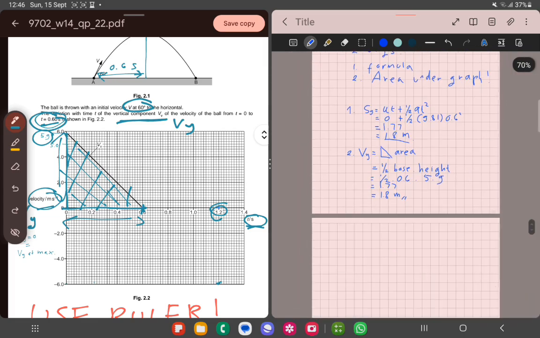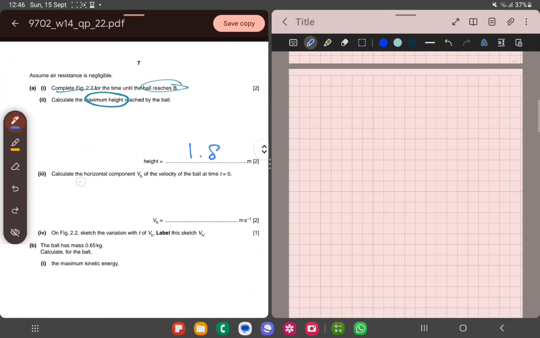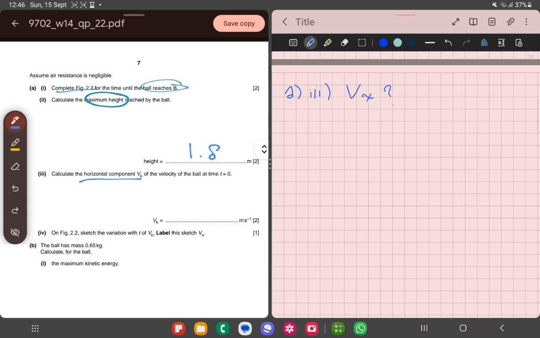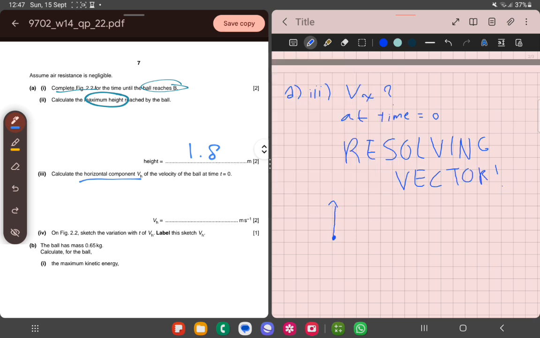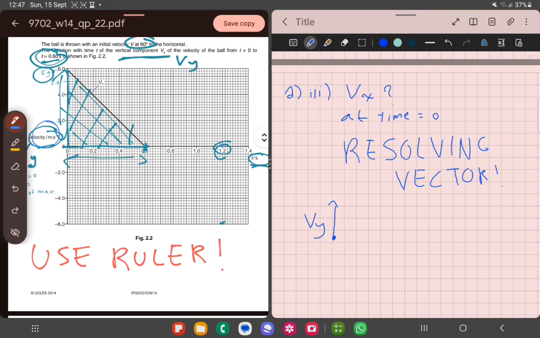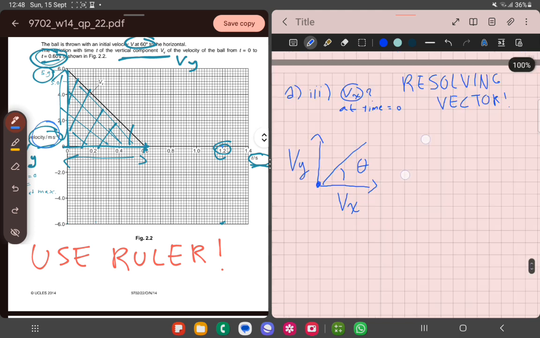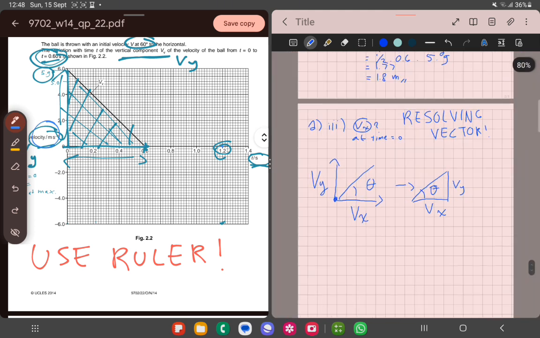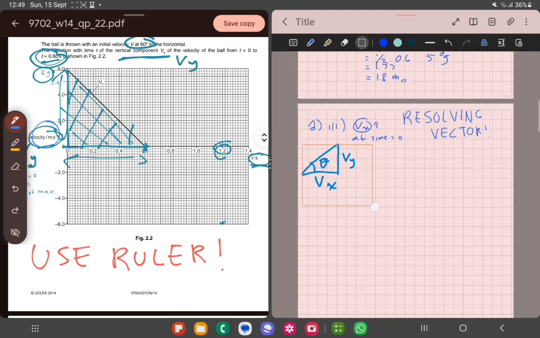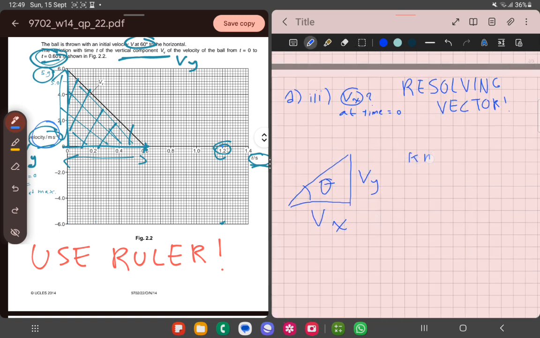Now the next question is talking about the VH component, which is the velocity in x direction. If the question is asking about Vx or Vy, you can straight away think about the resolving factor. The variables given are Vy, theta and Vx. So we can simply use trigonometry, and we can draw the triangle like that to make it much simpler to understand.